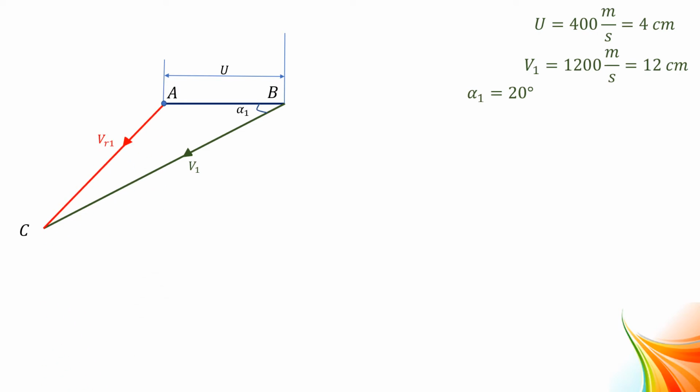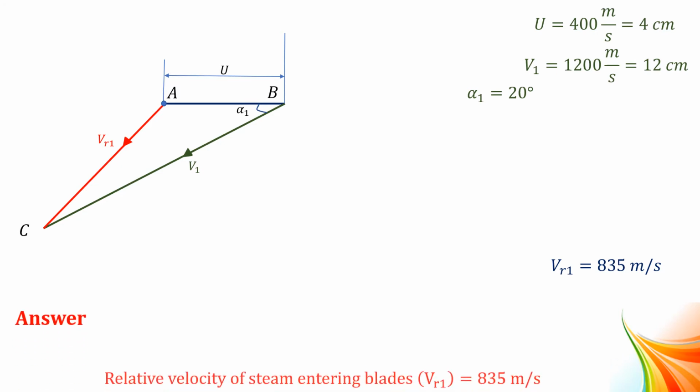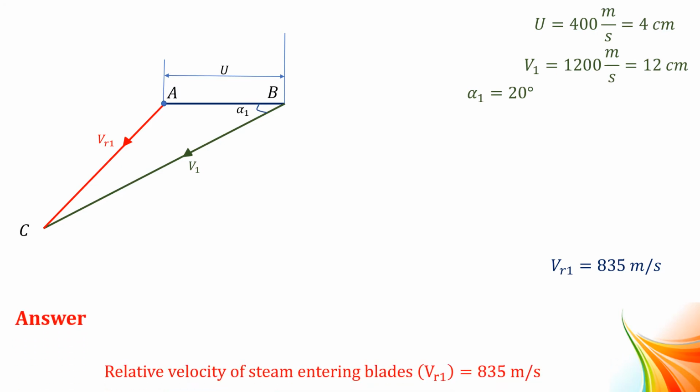We will get the relative velocity VR1. By measuring the length of VR1, we get nearly 8.35 centimeters. According to the scale, it is 835 meters per second. Relative velocity of steam entering the blades VR1 equals 835 meters per second.